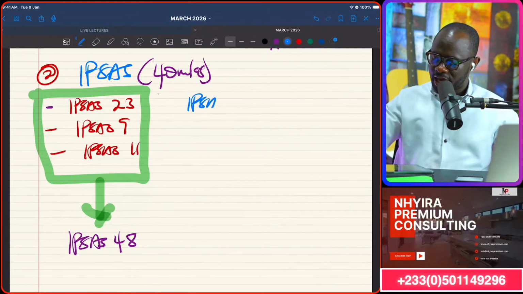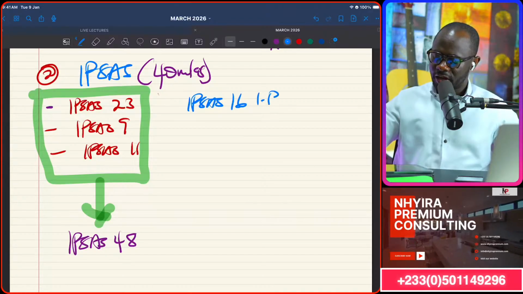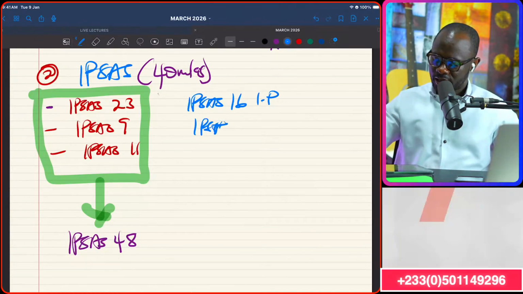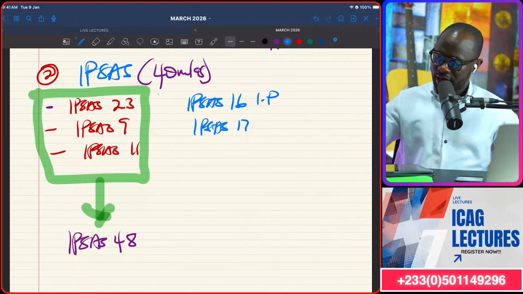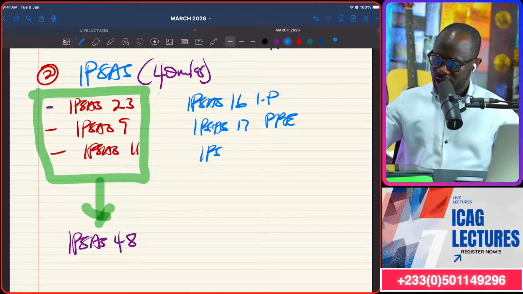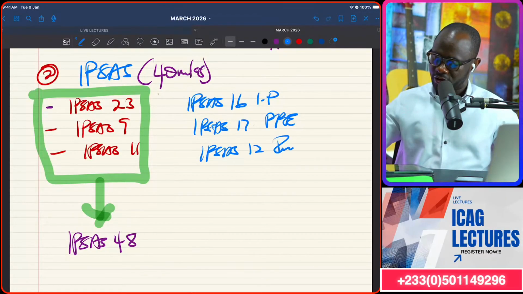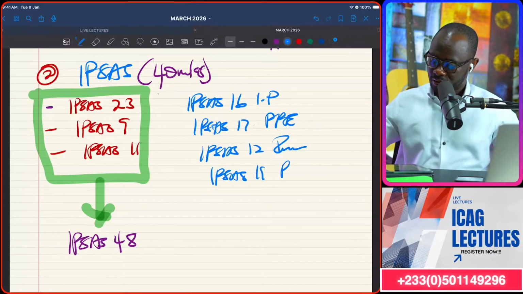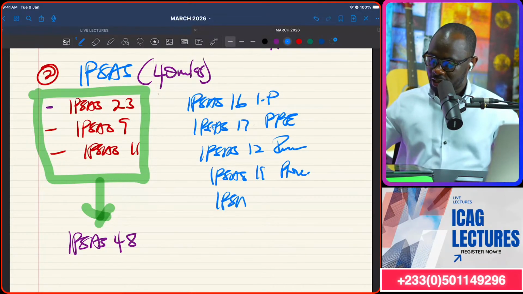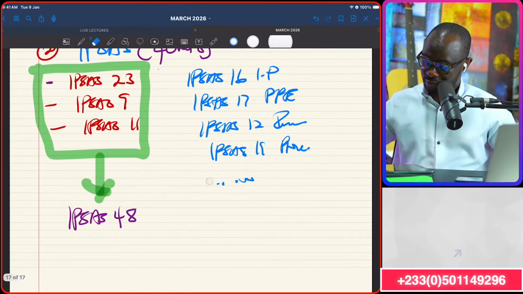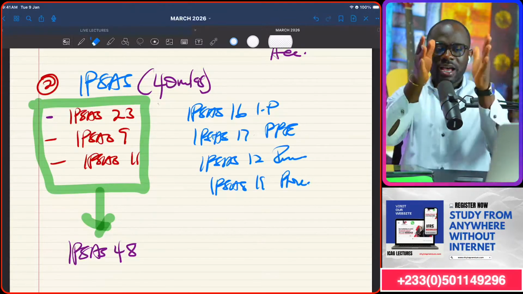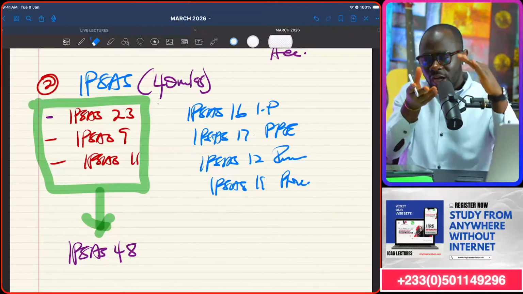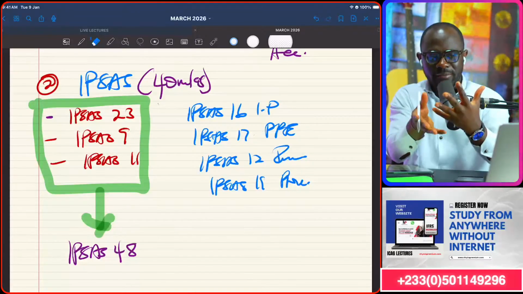Then it comes to IPSAS 16, that is investment property. IPSAS 17, that is property, plant, and equipment. IPSAS 12, inventories. IPSAS 19, provisions. Okay, IPSAS, yeah. So quite a tall list. You must understand the IPSAS. Why? There will be a dedicated question on the IPSAS.